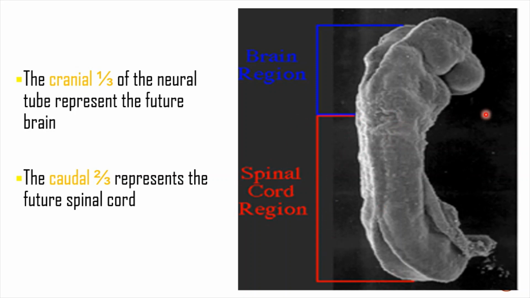Alright, so this is how neurulation happens. I hope you've learned how gastrulation happens, how the allantois is formed, how the placenta, uteroplacental circulation is established, and how neurulation happens.